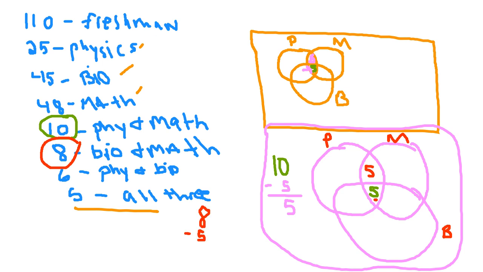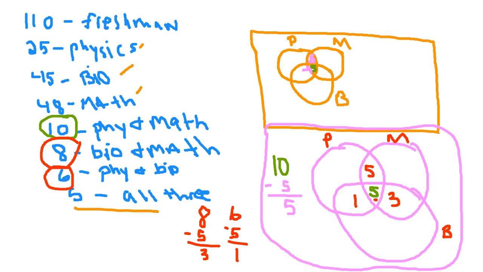And then we have 6 who took physics and biology. So again, we already have 5 students sitting in there. So the difference is going to be 1.